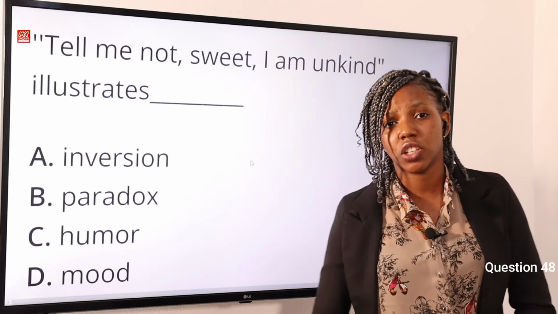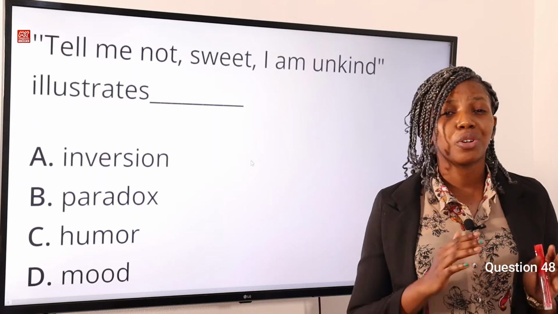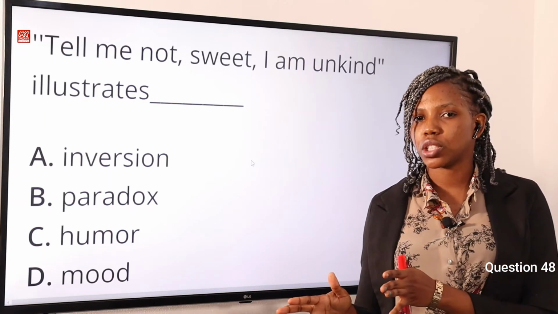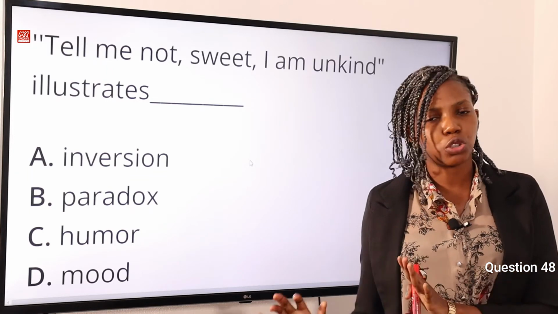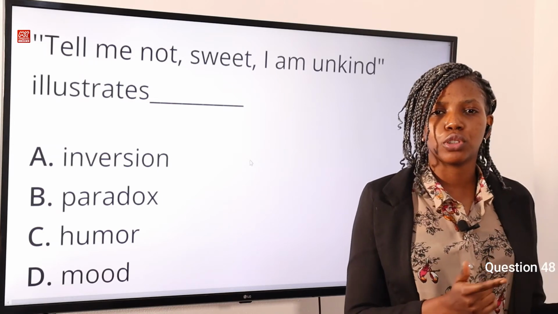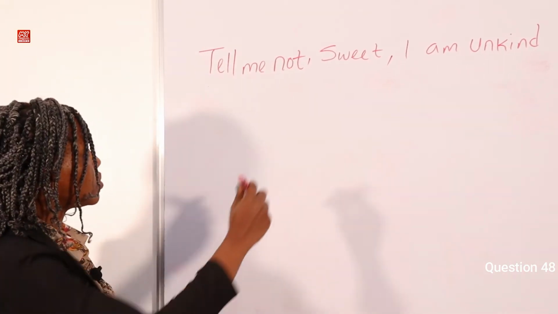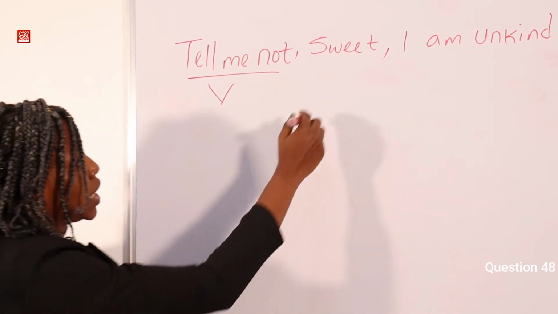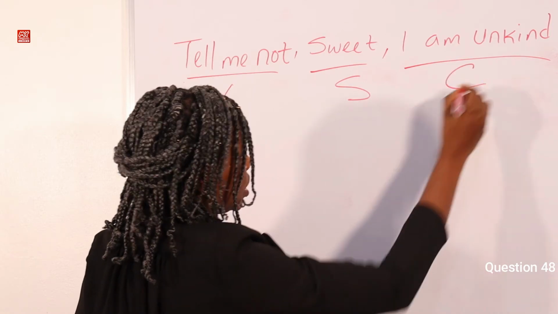Now, what is inversion? Inversion is the change or reversal of the correct syntactical order of subject, verb, and object. In summary, inversion is the wrong sentence structure. Now, let's go back to the board to have a better understanding. Let's take a look at this excerpt. This is the verb, we classify this under the verb element, and this as the subject, and this as a complement.